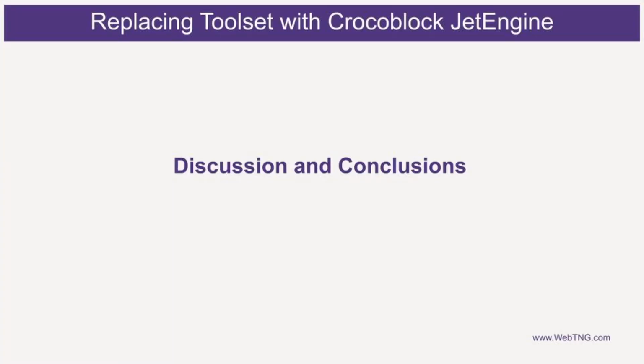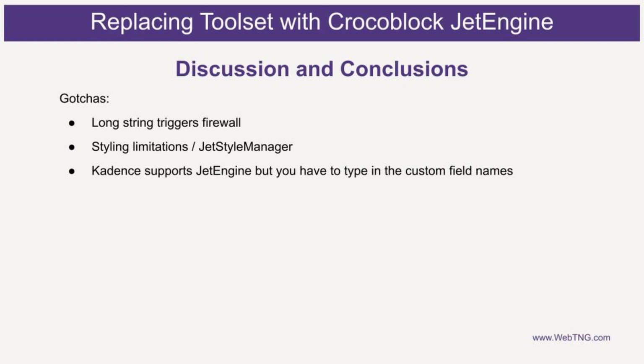All right, so some quick discussion and conclusions here. We looked at some gotchas. We had the long string triggering the firewall rule. We had the Jet Style Manager being a separate plugin and the style options not integrated in with the regular block options. And the fact that when using the Kadence Blocks, JetEngine custom fields are supported, but you need to type the field name in when using them.